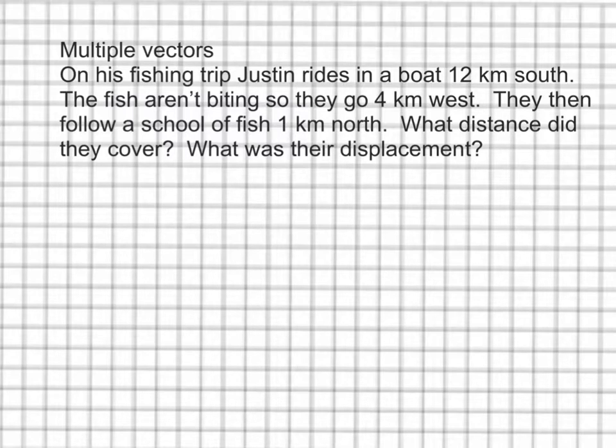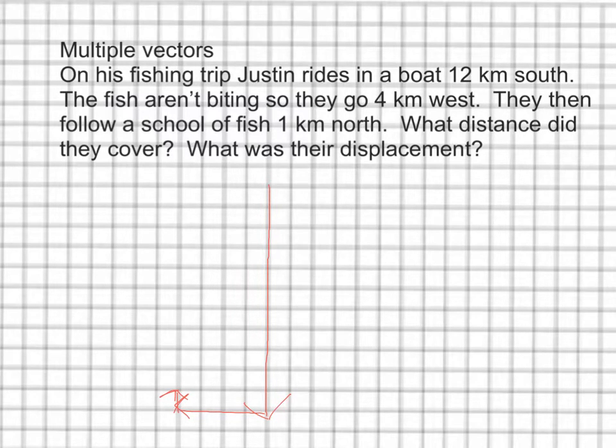So Justin is going on a fishing trip. Notice the numbers 12, 4, and 1. That's going to be really easy for me to do on a ruler. I'm going to make 1 kilometer equal to 1 centimeter, and I can just draw these with a ruler. Justin rides in a boat 12 kilometers south. So take my ruler. 1, 2, 3, 4, 5, 6, 7, 8, 9, 10, 11, 12. That may not be exact, but you get the idea. 12 south. The fish aren't biting, so he goes 4 west. 1, 2, 3, 4 west. And then he follows a school 1 north. Notice all these are tip to tail.